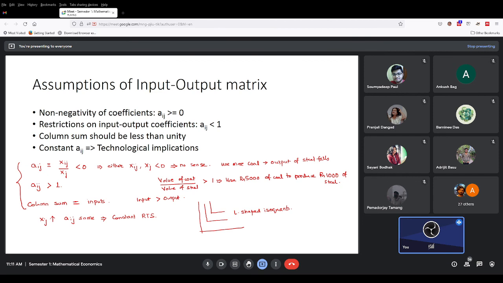You know what is constant returns to scale? That you are increasing all the inputs. Suppose production is a function of labor and capital. So if you increase labor and capital by lambda, then output also increases by lambda. Can you tell me what is the homogeneity in this case? It is degree 1.